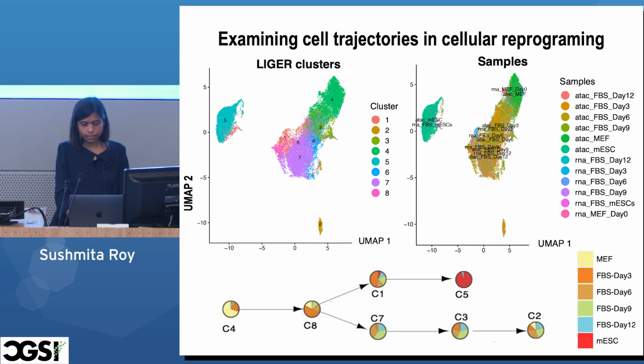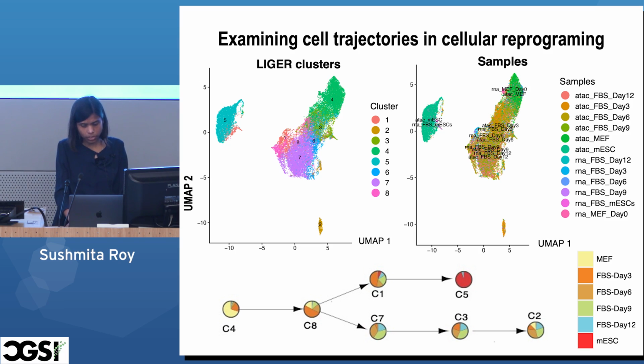We applied different algorithms, and then once we had the networks, we actually did some dynamic network analysis. Just to give you a sense, these are the LIGER clusters and the different samples. And this is what the cell lineage tree looks like, where C4 is largely the MEF cells, and C5 is largely the ES cells. And then these are different cells that actually don't reprogram. So there are really these two branches. One interesting question is, why do these cells not reprogram?